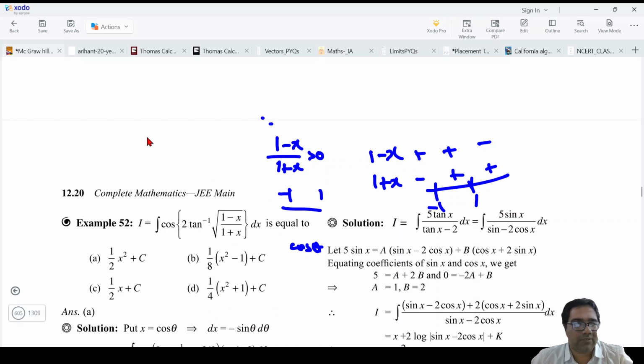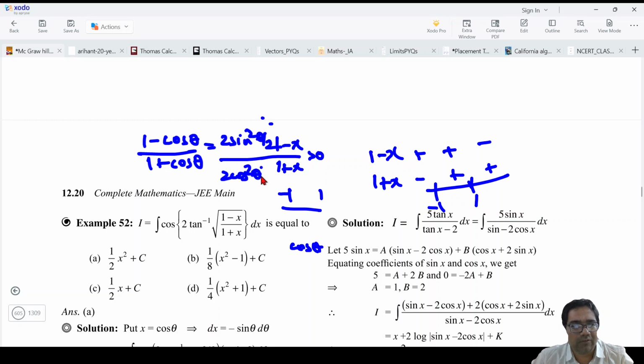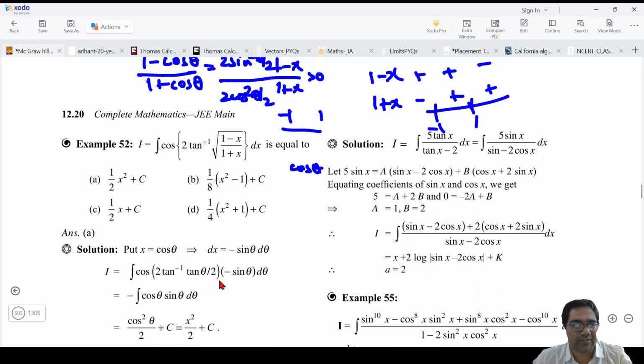Now with this cos theta substitution, what will become of this? We know 1 minus cos theta is 2 sin square theta by 2, and 1 plus cos theta is 2 cos square theta by 2. So this becomes tan square theta by 2. Square root of that becomes tan theta by 2. So tan inverse of tan theta by 2 is nothing but theta by 2. This entire expression becomes cos of 2 times theta by 2, which is nothing but cos theta. Agreed? This is the first phase.